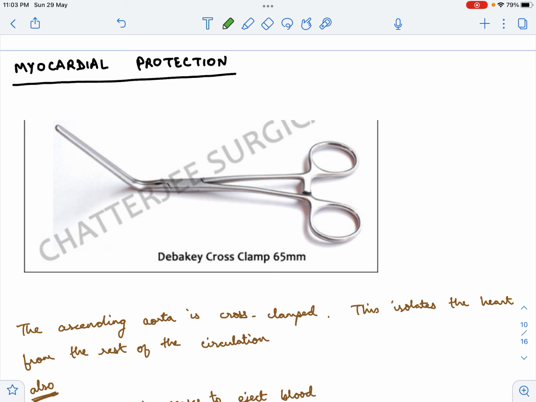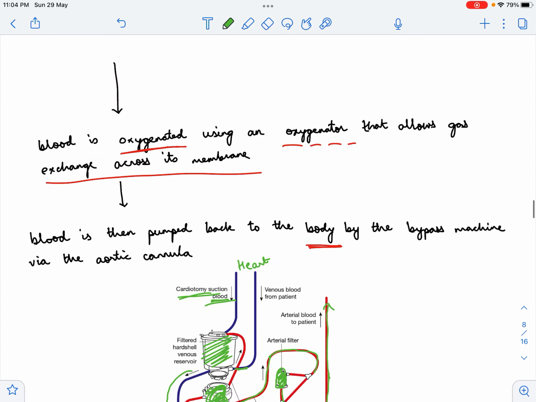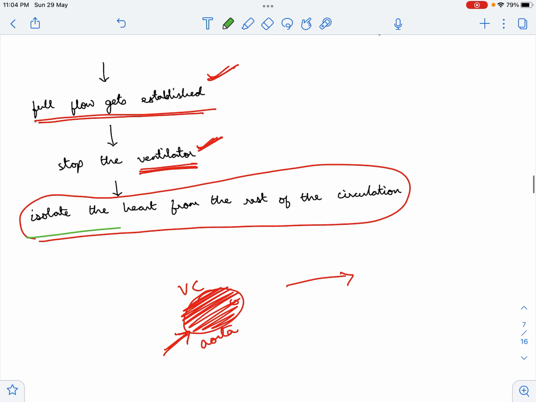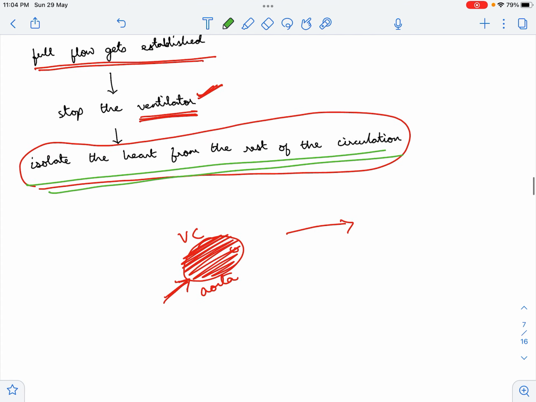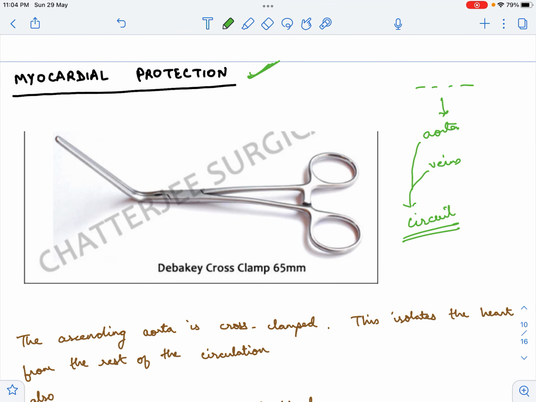Now, there is one more entity called myocardial protection. What is myocardial protection and why do you need it? So, let us recap what we've done so far. We've done the sternotomy, we've made the incision, we've entered the heart, we have cannulated the aorta and the great veins. This has been connected to the circuit. And last, if you remember, I had spoken of isolating the heart from the rest of the circulation. So, how do you do that, and why do you need to do it? You will use an instrument called a cross clamp.